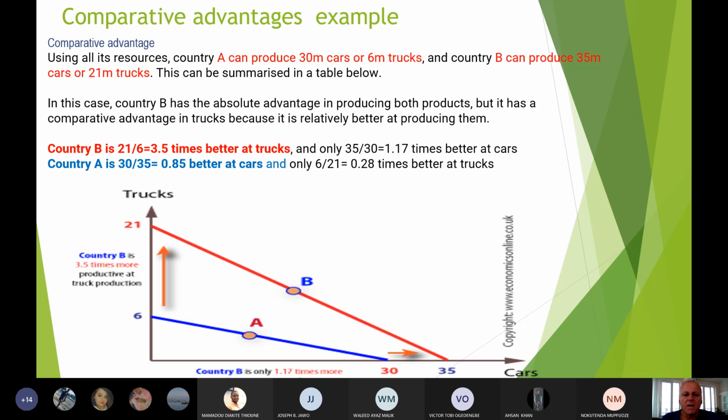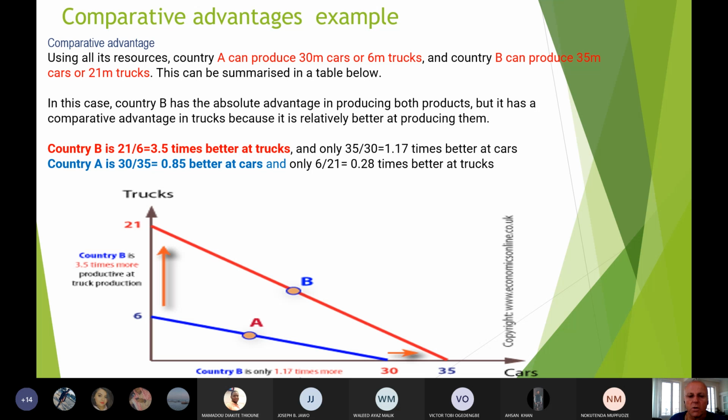And when you are doing this, the relative cost advantages, so-called the lower relative cost advantages, should be the best possible option for the country. And here we are having B 21 over 6, 3.5 times better at truck production because we are using the final products, not the input. Therefore, we are taking the better position of the production where they are having the highest one.